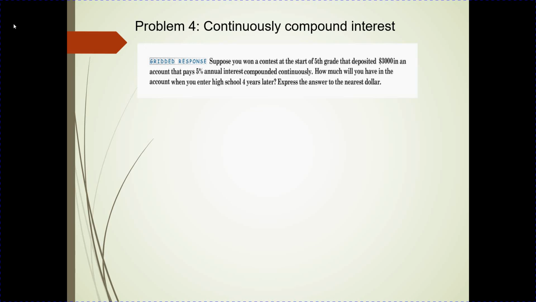So to find the compound interest, there is a formula. We need to use this formula: A is equal to P times e to the power of r times t. A is the total amount that you will get, P is the principal, r is the interest rate, and t is the time. Then just plug the given information into the formula and simplify it. And finally, you'll get 3,664. So this is the total amount that you will get 4 years later.